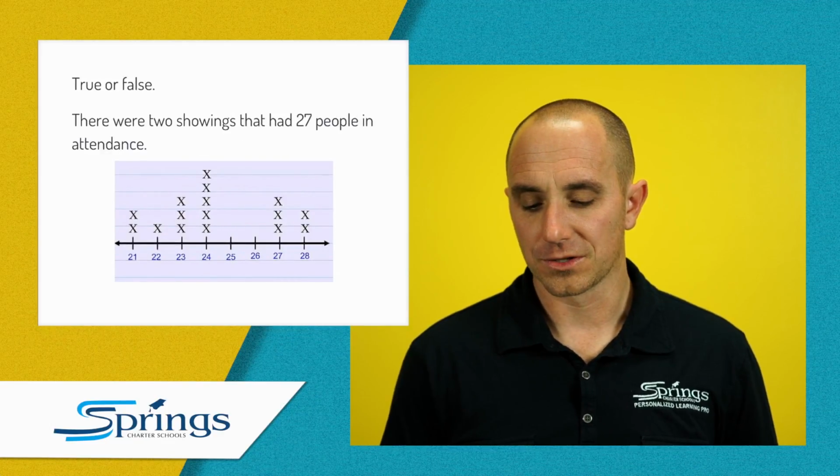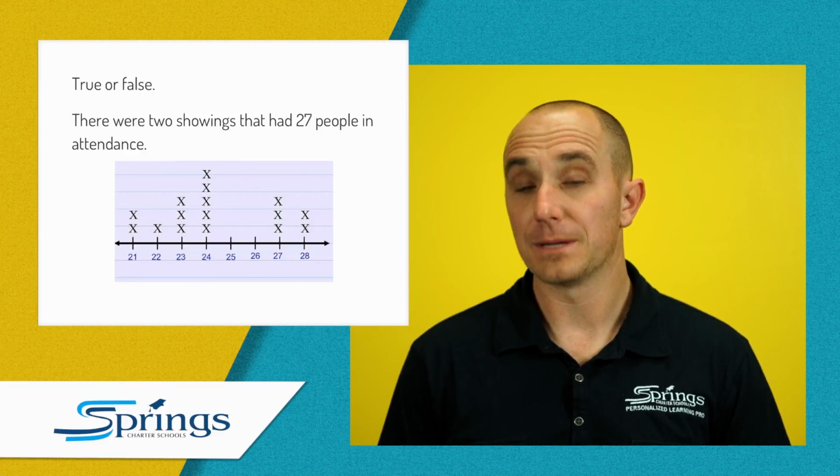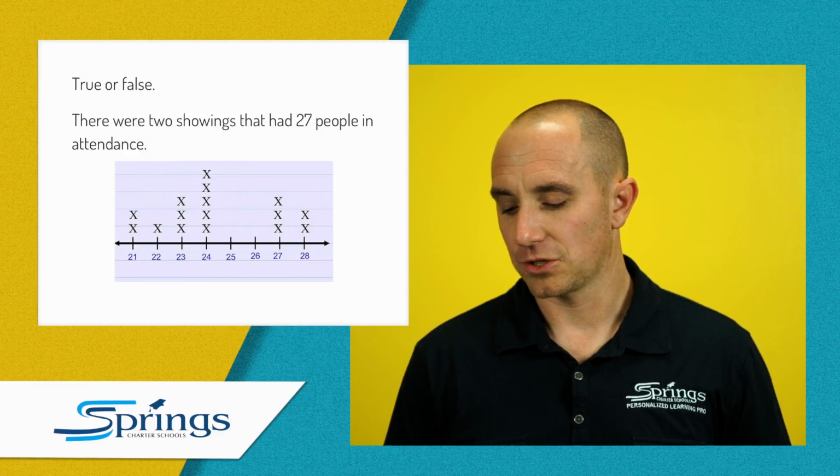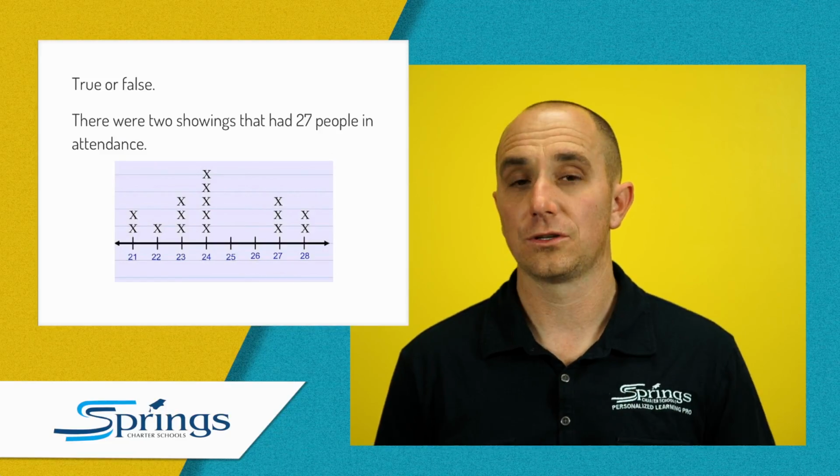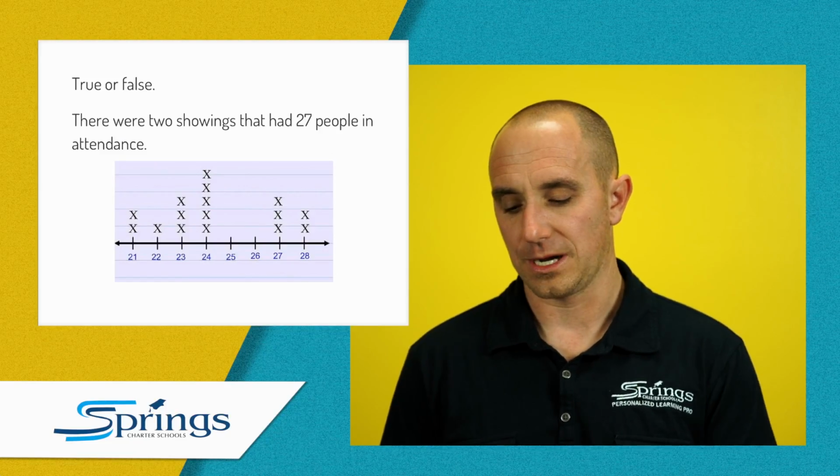Okay, so true or false? There are 2 showings that had 27 people in attendance. So I look at 27, I see there's 3 X's, so obviously that's false because it said here only 2, but in reality there were 3.